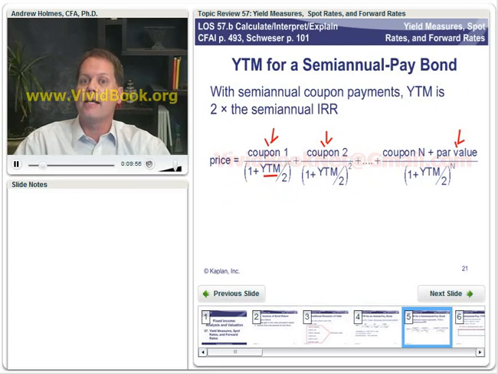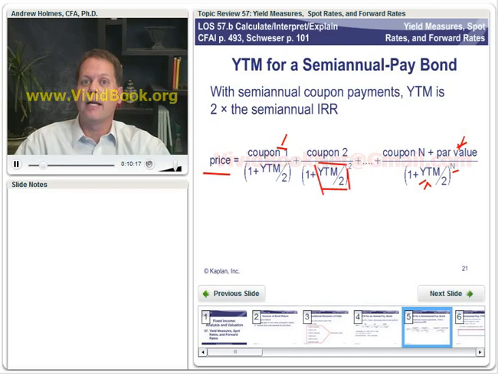So in this case, we're going to say we know the price and we know the coupon payments, we know the par value, we know the N. What we're going to do is solve for the yield to maturity, all right? Now notice the way this is structured. What we're solving for actually is the yield to maturity divided by 2, right? We're solving for a semi-annual interest rate here.